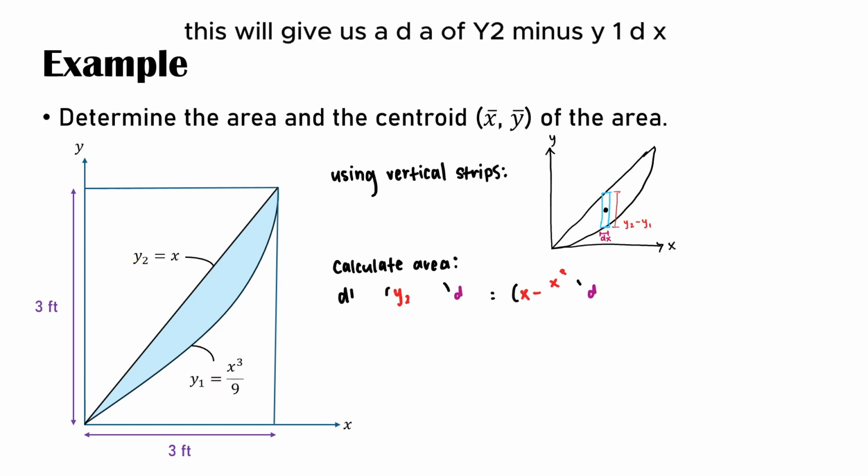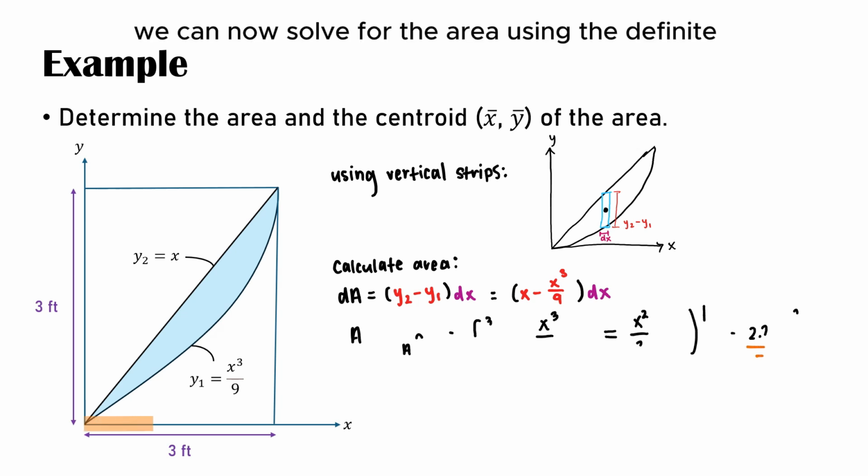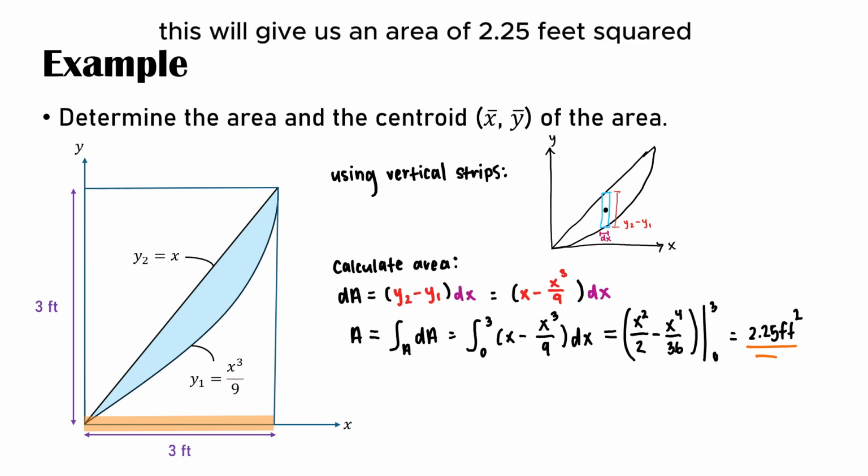This will give us a dA of y2 minus y1 dx, which is x minus x cubed over 9 dx. We can now solve for the area using the definite integral of dA, which is the definite integral from 0 to 3 of x minus x cubed over 9 dx. This will give us an area of 2.25 feet squared.